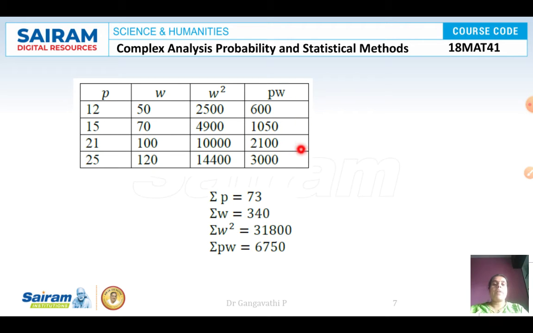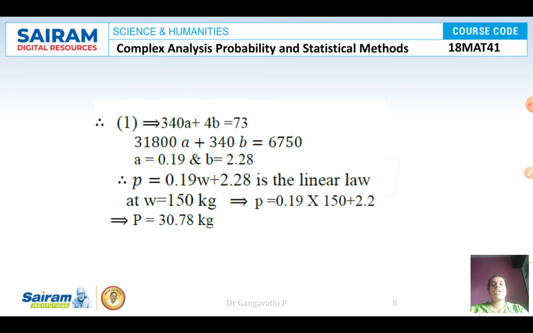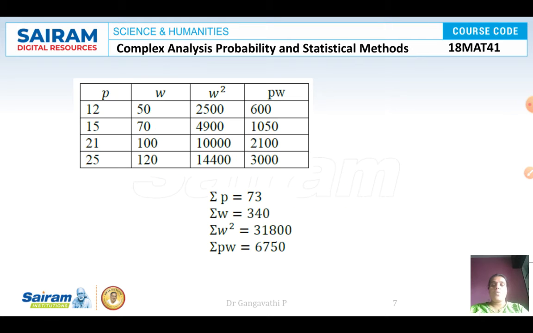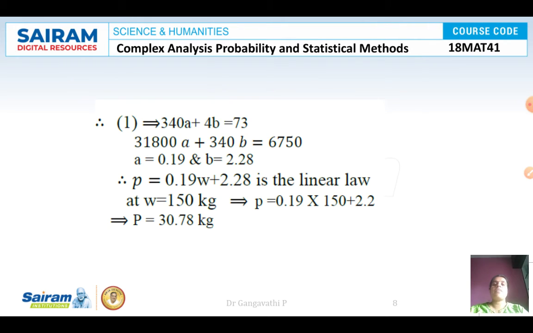And the sum of all the values of p into w is 6750. So these are substituted in the normal equations and we have to get the answer. Recall your equation 1. You substitute for summation x into a, so it is 340 into a plus 4 into b is equal to 73. What is 73? It is summation p.